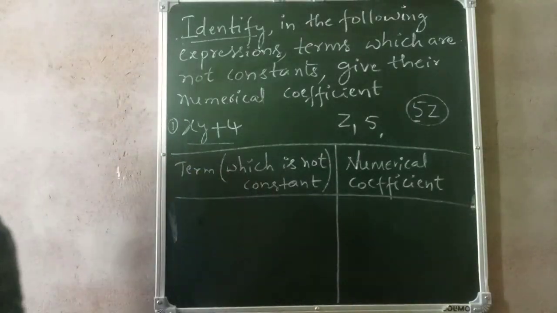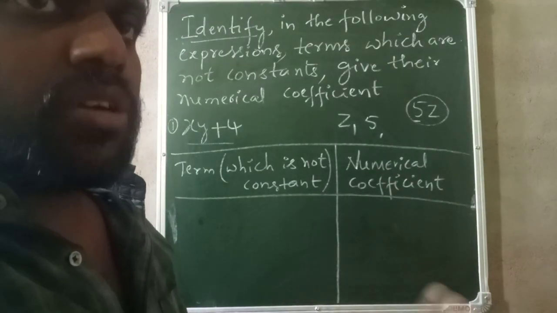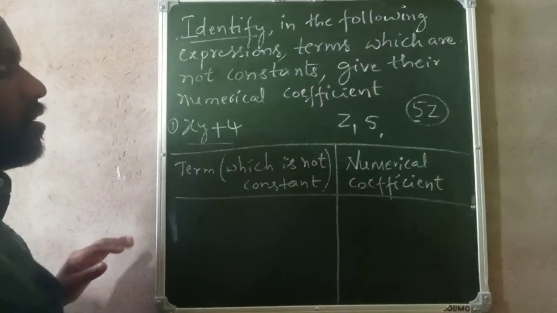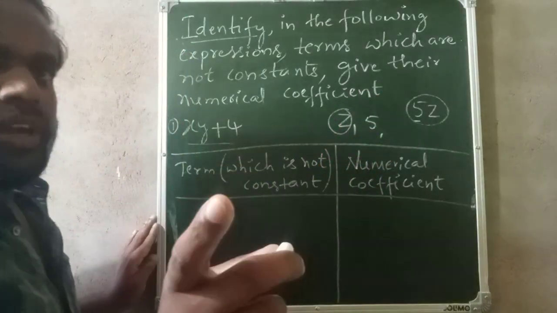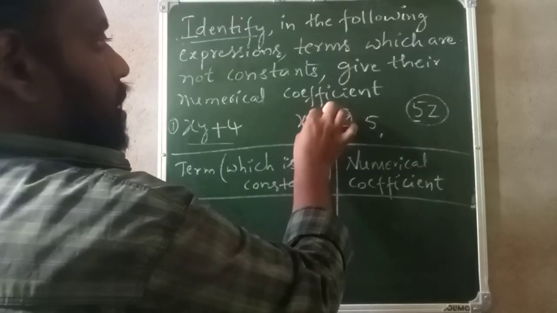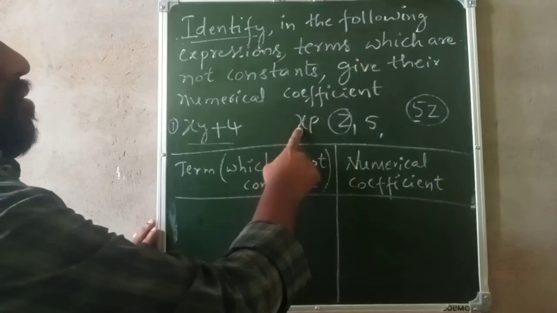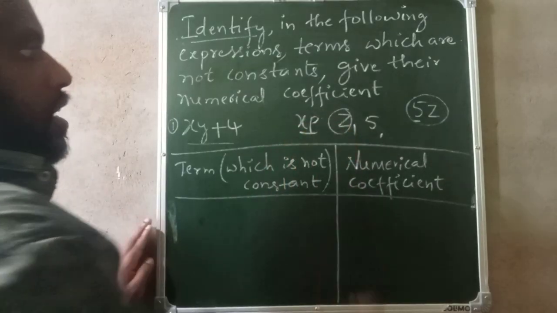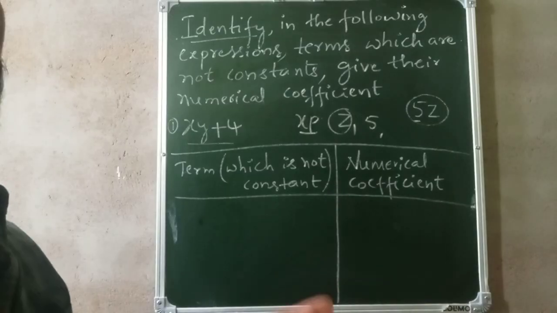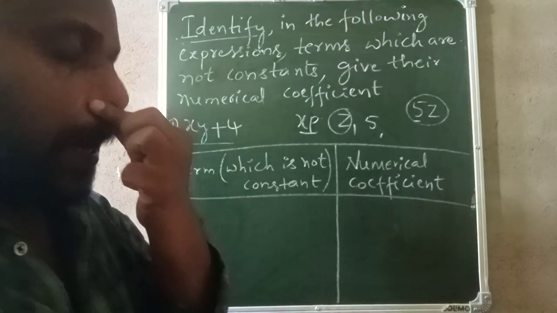Okay, you got it, right? If there is only 5, then that is constant. Along with 5, any variable, then that is not constant. Similarly, only one variable is also not constant. If two variables, for example x and p, x is a variable, p is a variable, so xp will become one term, that is also not constant. Both are variables, so it cannot be constant. You got it, right?